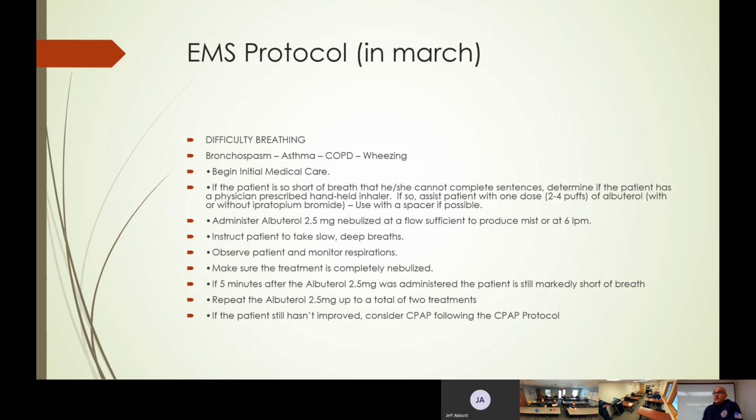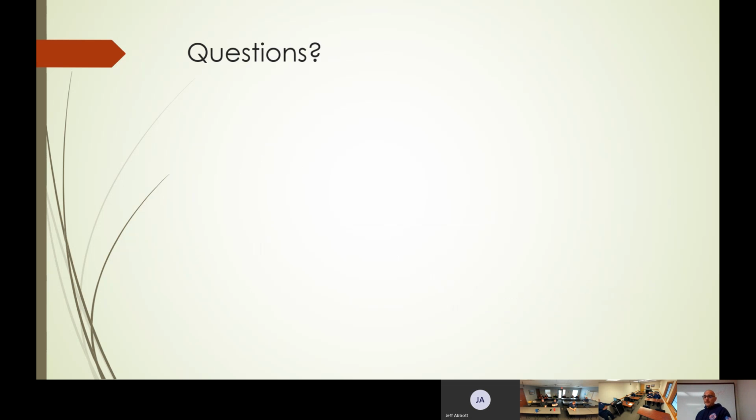And again, the worst thing it's going to do is they're probably not going to take a nap. I mean, like I said, it really gets kids. All right, any questions about albuterol, CPAP, anything of the sort?